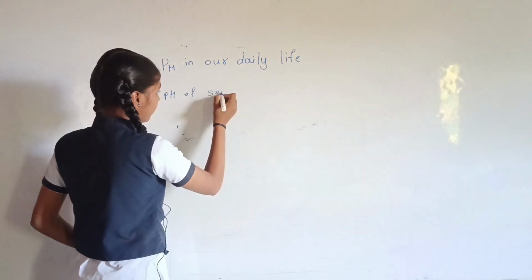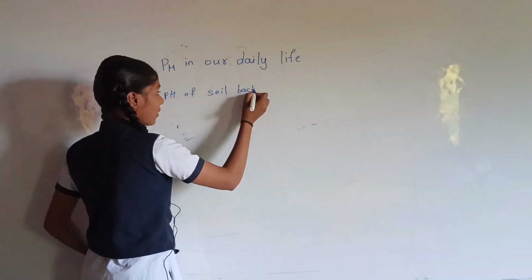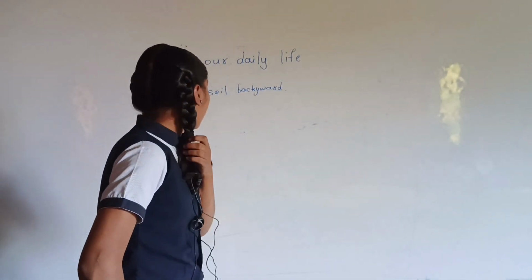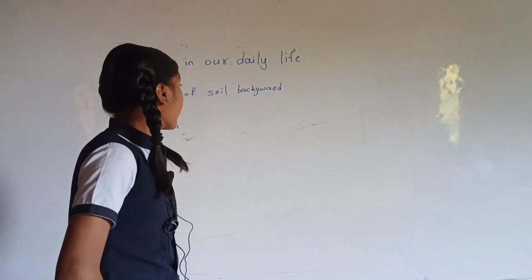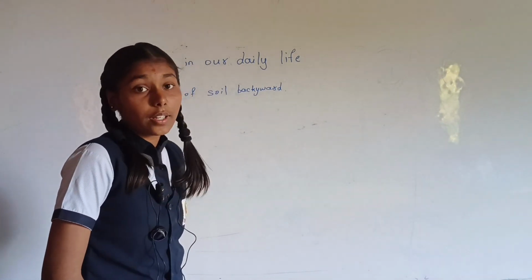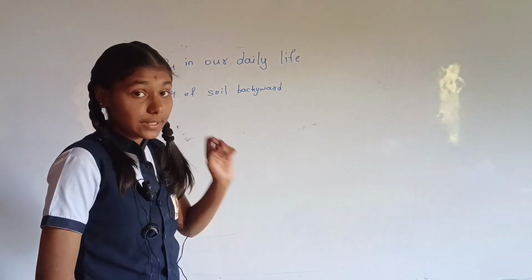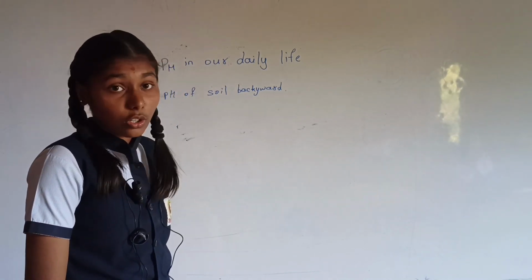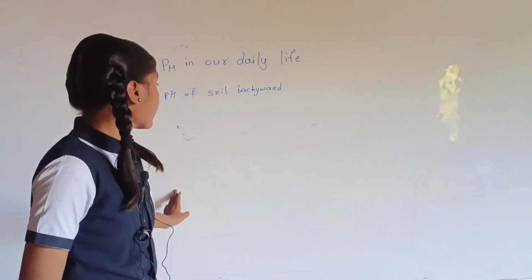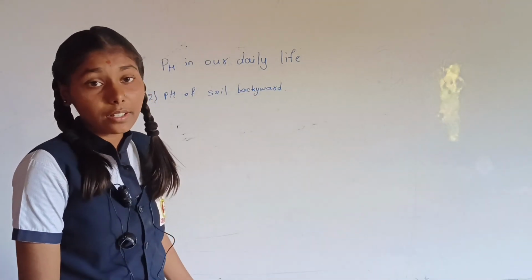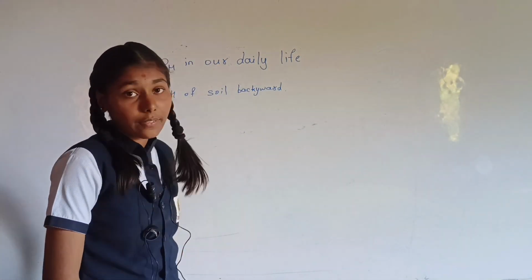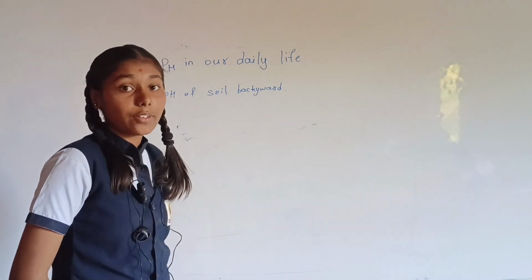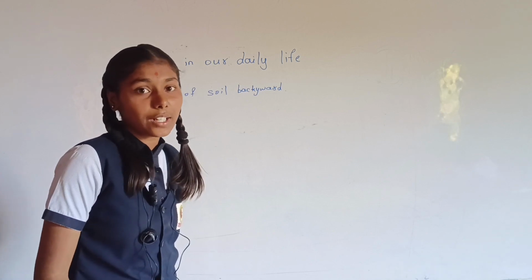pH of soil. It means the pH of soil should be neutral. If the pH of soil is less than 7, then the crop fails. If the pH of soil is more than 7, then also the crop fails, because if the pH is less than 7 it is acidic, and if the pH is more than 7 it is basic. So if there is too much acid, the crop fails, and if there is too much base, the crop also fails.